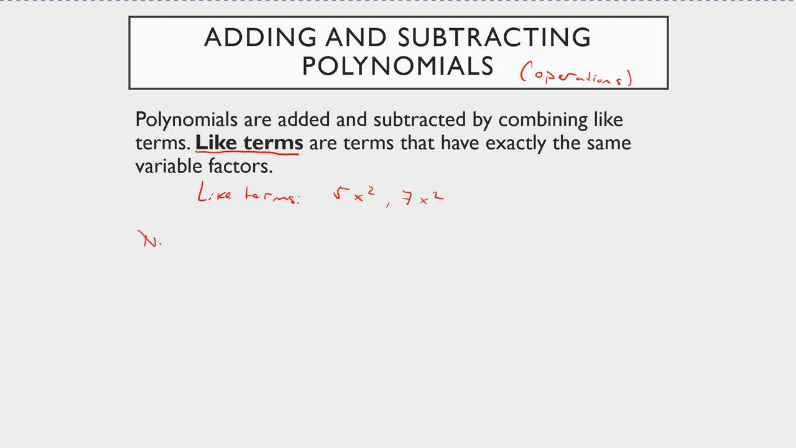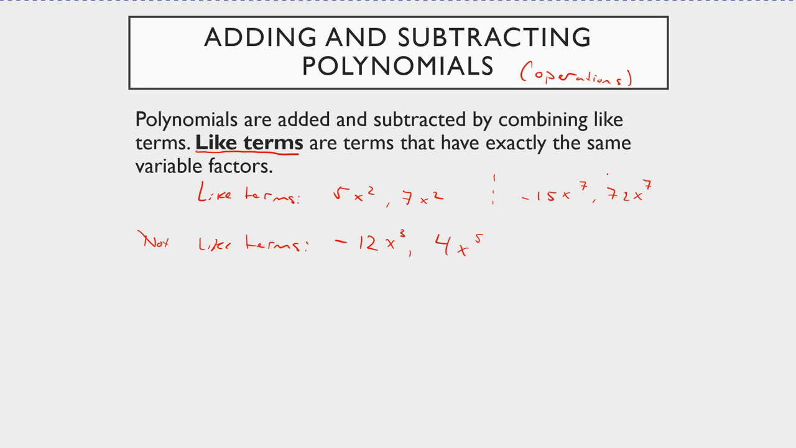These are not like terms. Let me show you. Something like minus 12x cubed and 4x to the 5th power. They're not like terms because they don't have the same variable raised to the same power. Something that has x squared, or even something like minus 15x to the 7th power and 72x to the 7th power, would also be like terms. As long as the variable and the exponent are the same, they're like terms.